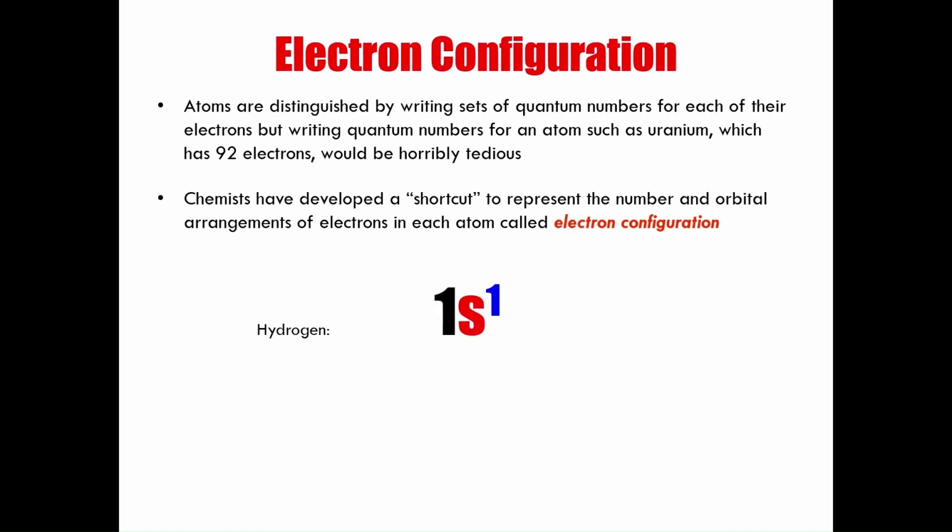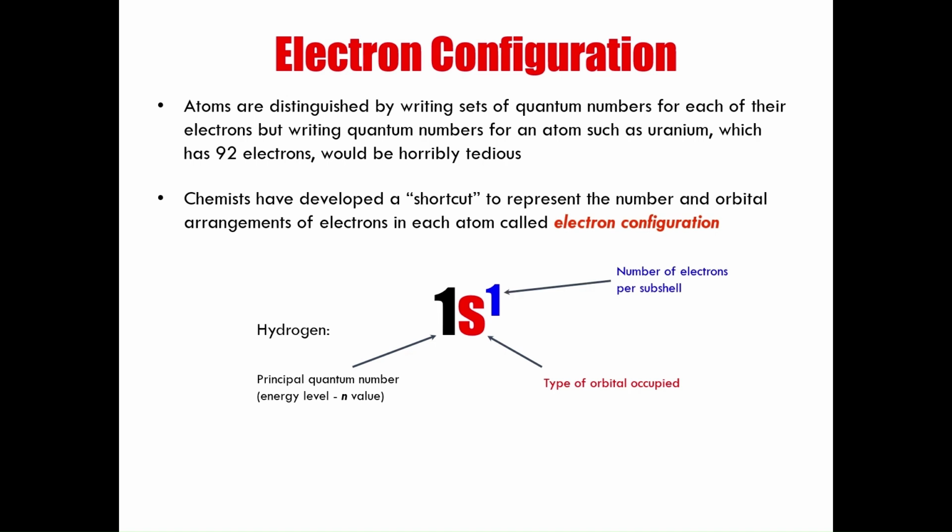Now this notation is comprised of 3 separate parts. The first would be the principal quantum number, the n value, so the energy level relating to a specific sublevel. The next would be the sublevel type, or the orbital type. So in hydrogen's case, we have energy level 1, and we have an s orbital, and so we signify that by 1s. The last component is the number of electrons in that specific subshell. So in hydrogen's case, we only have 1 electron, and that 1 electron exists in the s orbital, and so we write it as 1s superscript 1.